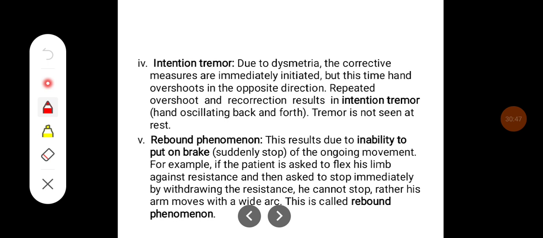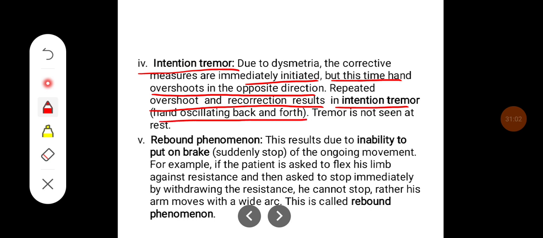So there can be intentional tremors due to the dysmetria. The corrective measures are immediately initiated, but this time hand overshoots in the opposite direction. Repeated overshoot and recorrection results in intentional tremor, that is hand oscillation back and forth. The tremor is not seen at rest.